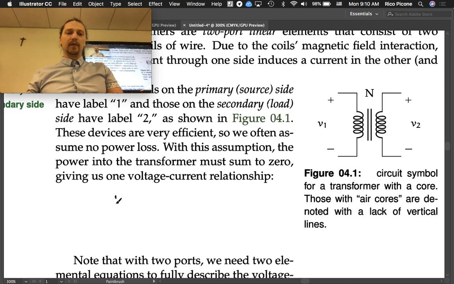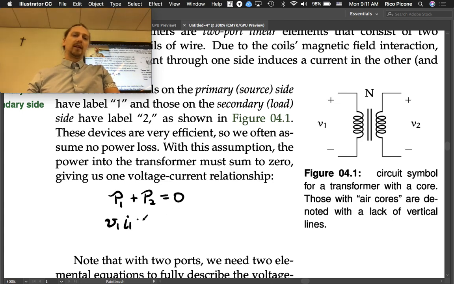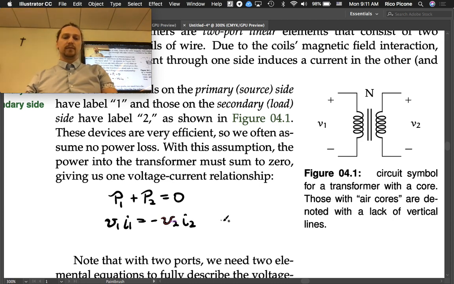So if we have the power going in port 1 on the left side, and you add it to the power going into port 2 on the right side, this has to be equal to 0. And we know that the power can be expressed in terms of the voltage and the current. So we know that V1 times I1, if we subtract the other term over, is equal to negative V2 I2.